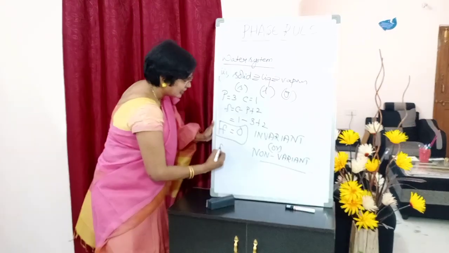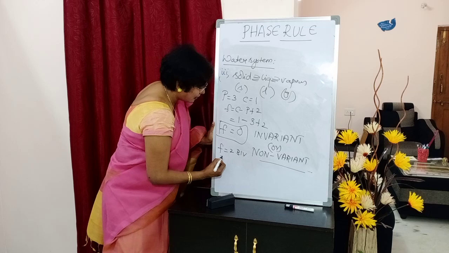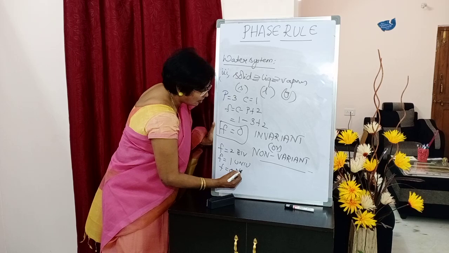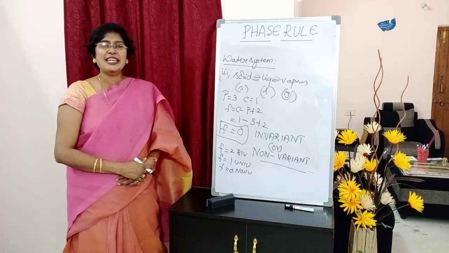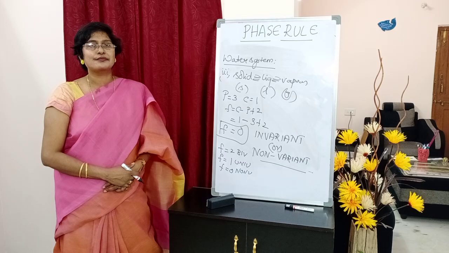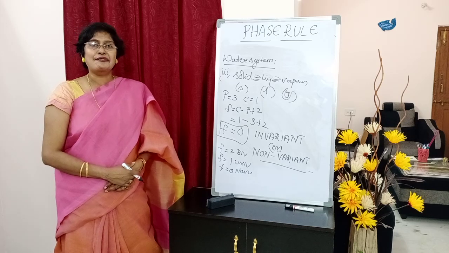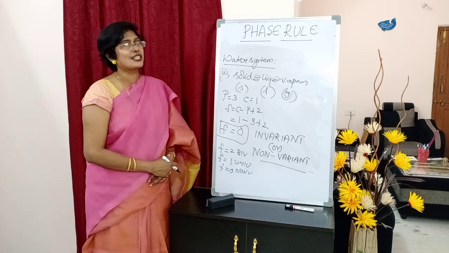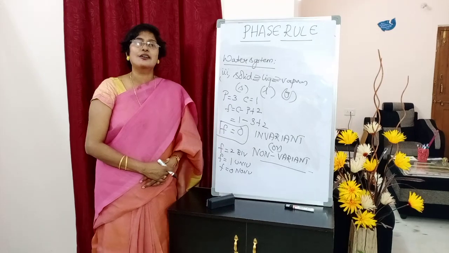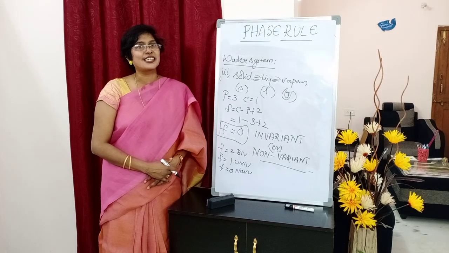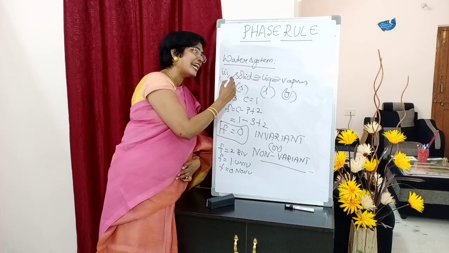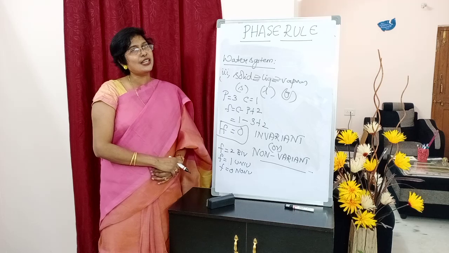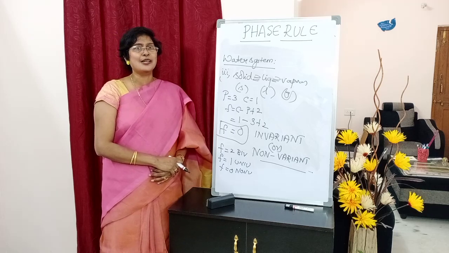Once again students, F is equal to 2, bivariant. F is equal to 1, univariant. Next, F is equal to 0, non-variant. Okay. So, bivariant, both the factors you change. I need not worry. F is equal to 1, you can change one factor, either temperature or pressure. I will not worry. F is equal to 0, you cannot change either temperature or pressure because the equilibrium will be disturbed. Okay. Understood students? Hope I made it completely 100% clear.